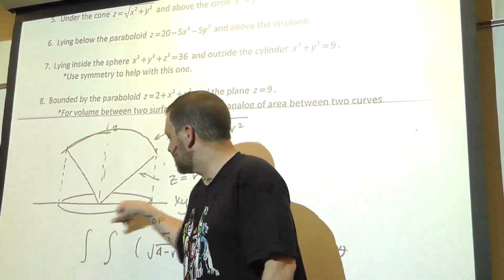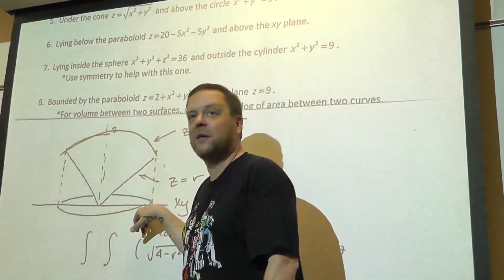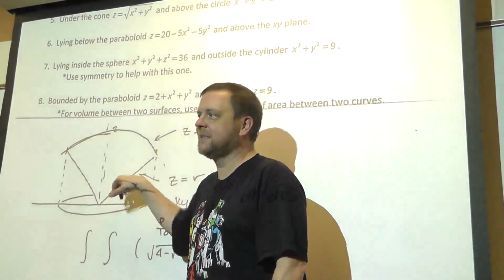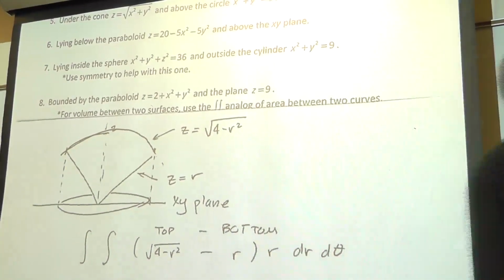So this distance is square root of 2, and that distance is square root of 2, because notice you can do the Pythagorean theorem on them. 2 and 2 equals 4, and that's the square of the radius. So yeah, practically done it for you. All right.